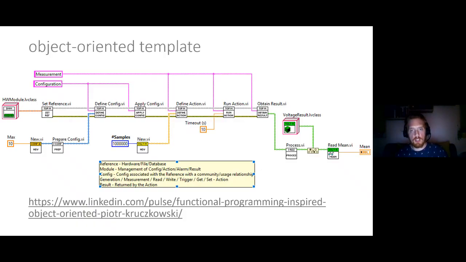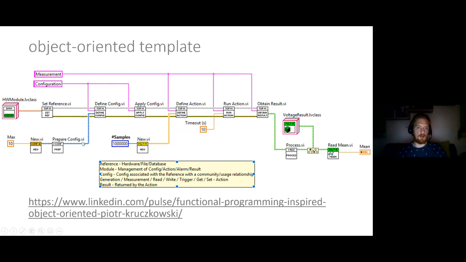So here we have a high-level view of how the template looks. You can notice a couple of things here. The reference is separated from all of the other types of objects. Notice I have configurations, I have actions, and I have results of those actions, and these three types of things always flow by value, and that's it. So I can create new configurations, I can modify them, and it always flows by value. Then I can specify that configuration and store it in the internal memory of the reference that I'm interacting with here. And the same for actions and the same for results.